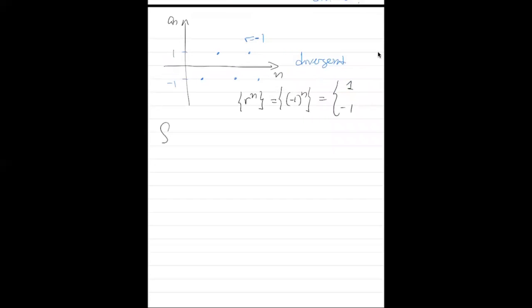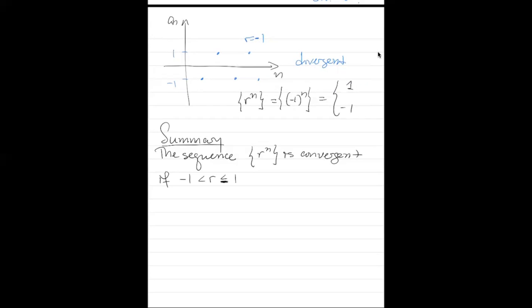So, summary of all these cases. The sequence, as you can say, it's a very popular sequence. The sequence r to the n is convergent if -1 less than r less than or equal to 1. That's important. r can equal 1 and you get convergent, but if it's -1, you get divergent. We saw this from the picture here.